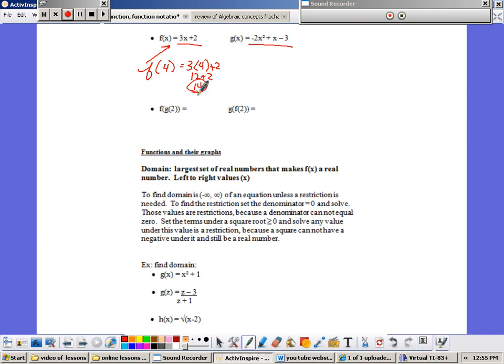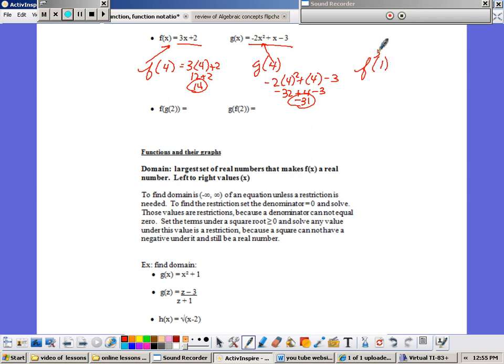Let's say I want g of 4. That means go to the g function and place in 4. Now notice I'm putting it in all the x's. So 16 times negative 2 is negative 32 plus 4 minus 3. Negative 31.